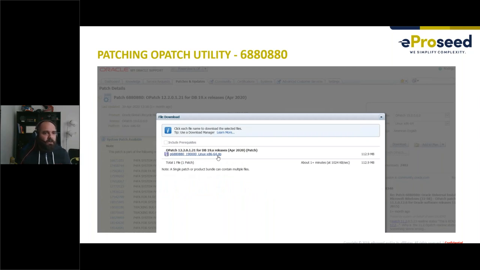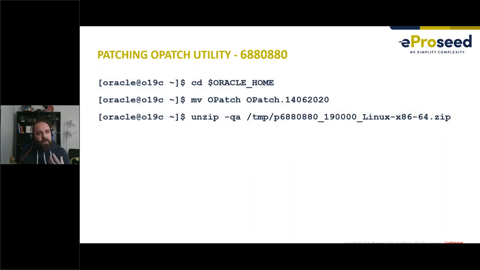So here is the note to download the OPatch utility. So this is the note. You can go here and download the patch. Patching OPatch, which is the utility that you are going to use in all patch exercises, is simple. It's just a matter of downloading the file, moving the original folder, and then unzipping the file.